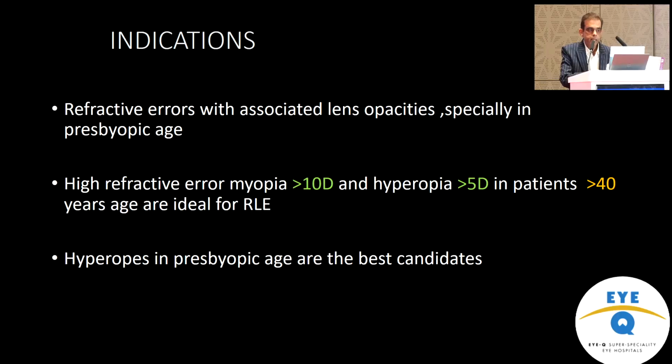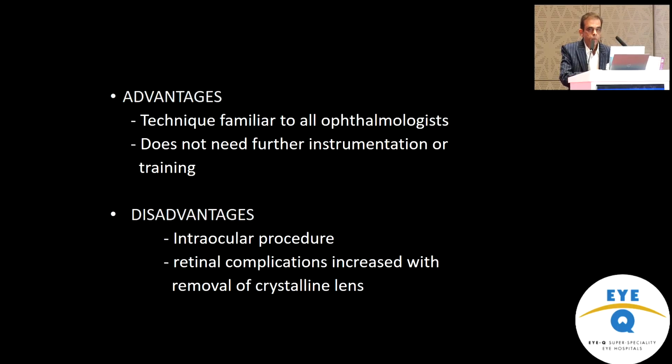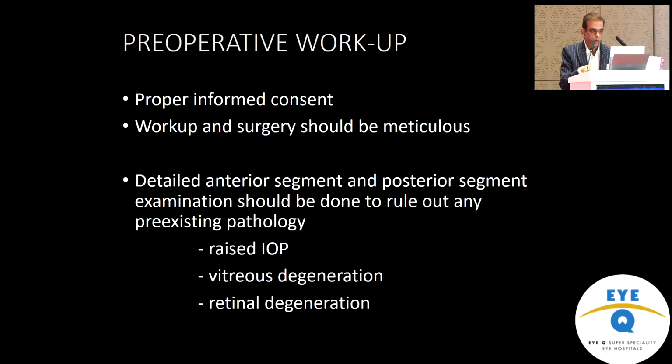Refractive lens exchange is associated with refractive errors and lens opacities, especially in presbyopic age, high myopes more than 10 diopters, high hyperopes more than 5, and patients more than 40 years of age. The presbyopic and high hyperopes are the perfect candidates. The advantage is that it is just the same surgery as we do for cataract, and the disadvantage is that it is an intraocular procedure, with a greater chance of retinal complications in myopes.